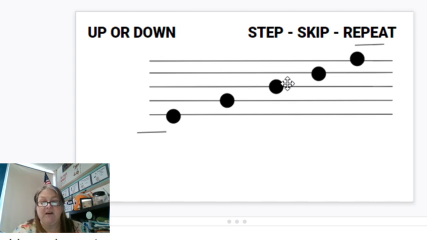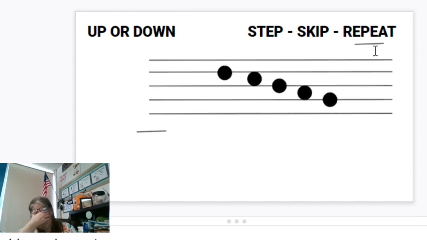Which direction is it going? Up, down, repeat? Good, it is going up. Is it going up by step or by skip? It is going up by skip because you're skipping over the spaces. So you go line, line, line, line, line. It's going up by skip.